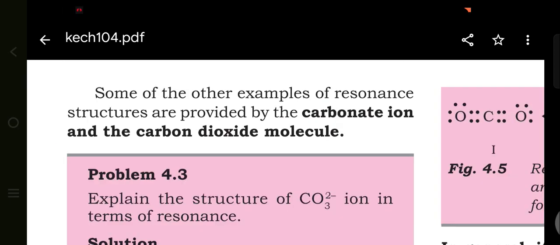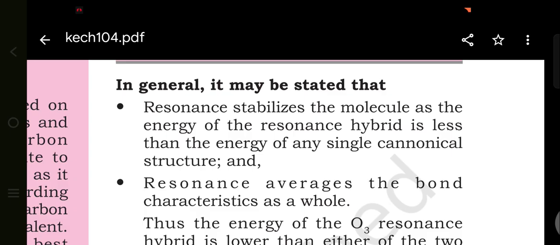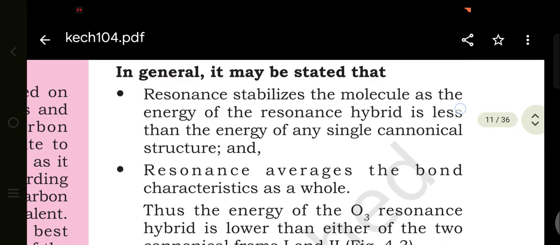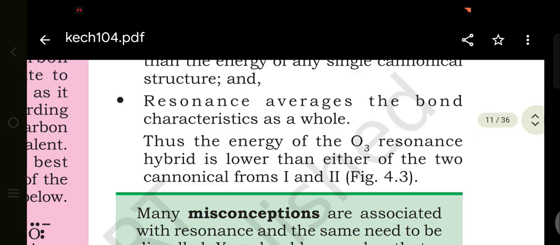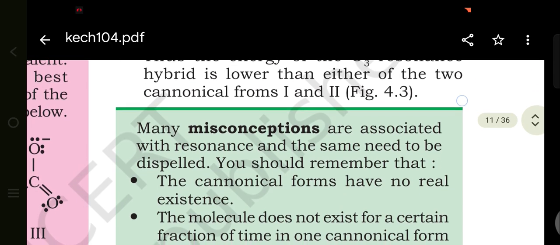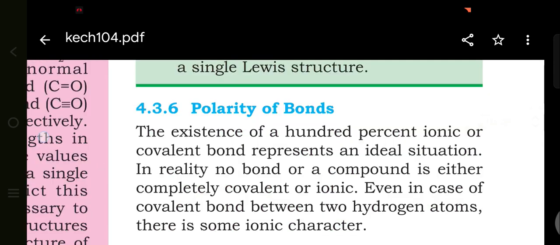Some of the other examples of resonance structures are provided by the carbonate ion and the carbon dioxide molecule. In general, it may be stated that resonance stabilizes the molecule, as the energy of the resonance hybrid is less than the energy of any single canonical structure, and resonance averages the bond characteristics as a whole. Thus, the energy of the O3 resonance hybrid is lower than either of the two canonical forms 1 and 2.